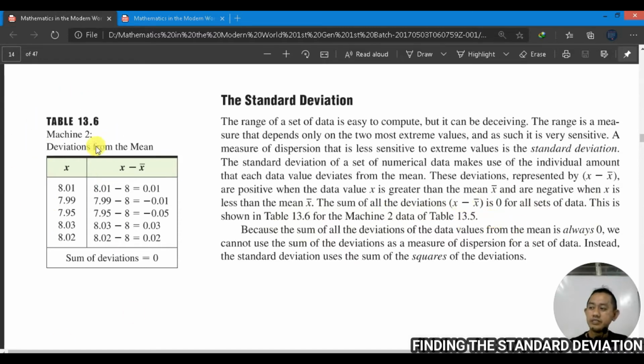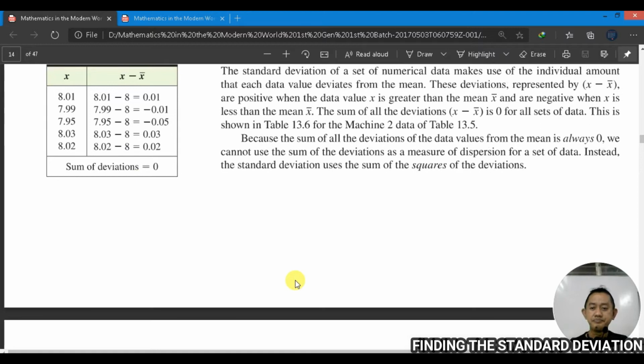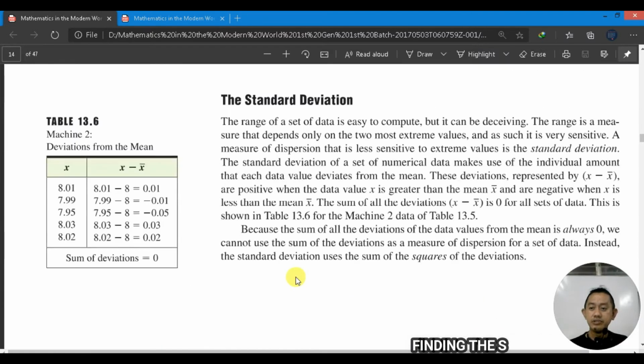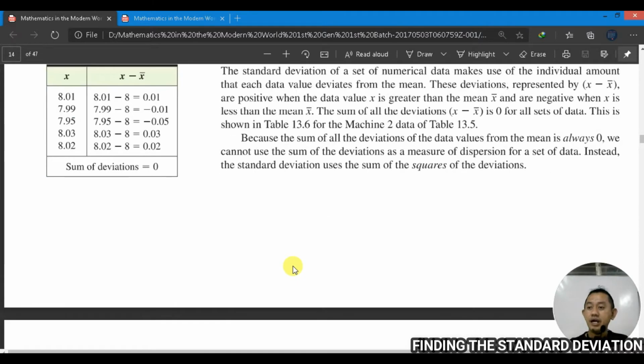So this is the deviations from the mean. Makita niyo dito kay 0.01, negative 0.01, negative 0.05. So if you're going to add all of them, that is its sum of deviation is zero. Now, in your assignment, naman to answeran dito sa katong last pages, I think 3 to 25 mo to akong pangayoon na assignment.